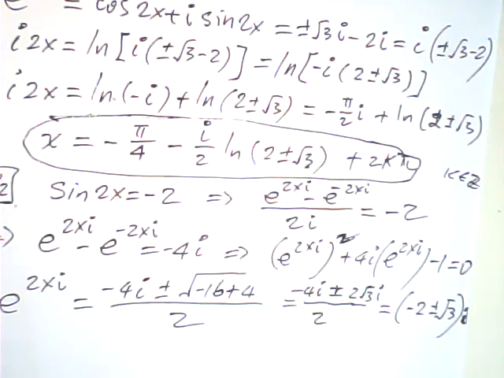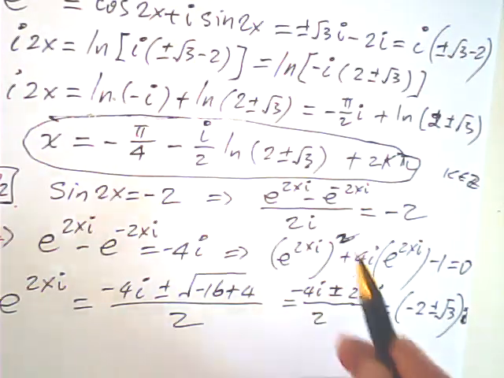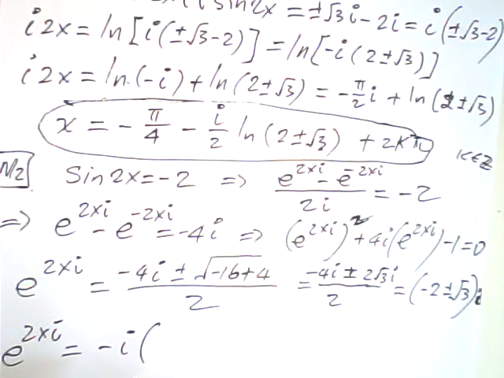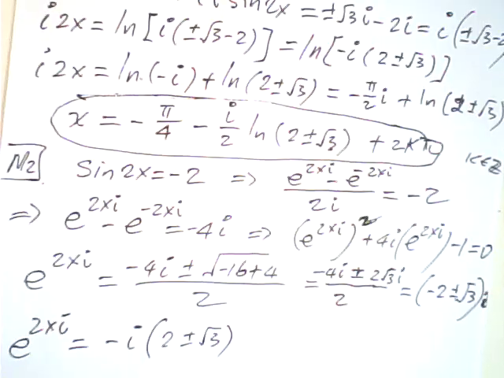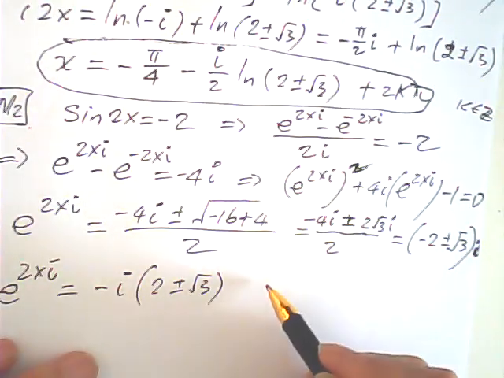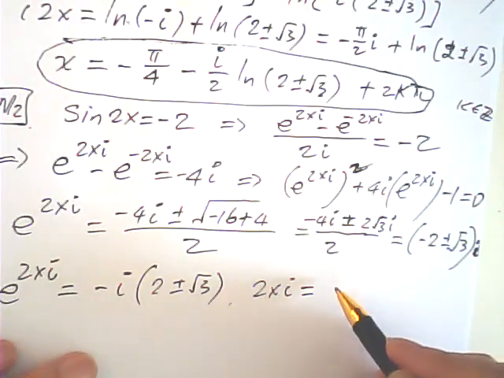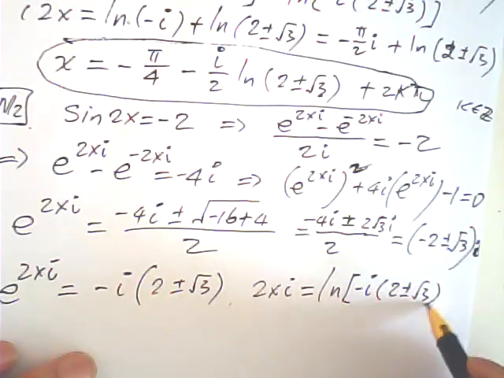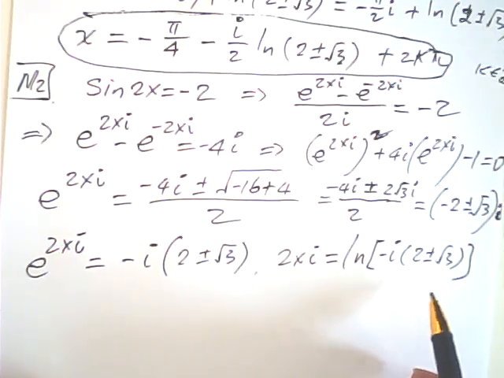Okay. Well, then I do the same trick. So this is e to the 2xi. I take a negative i out, right? Equal to negative i times 2 plus or minus root 3. Yeah, that's better because 2xi is equal to log of negative i times 2 plus or minus root 3. Okay, this is good for log.